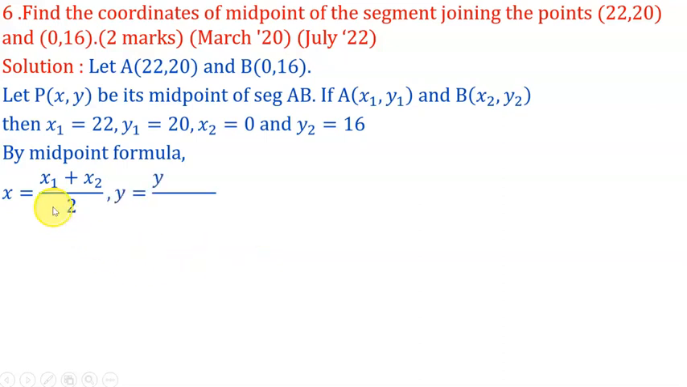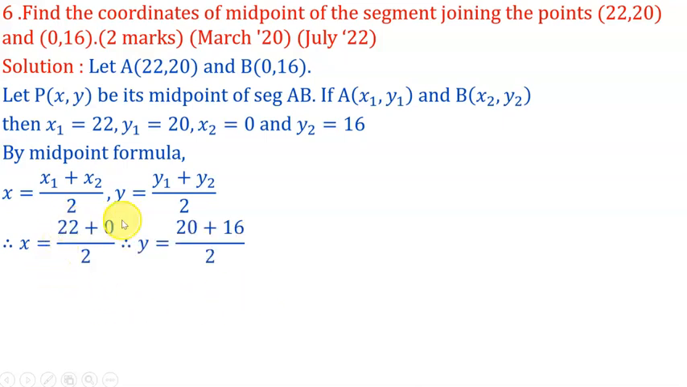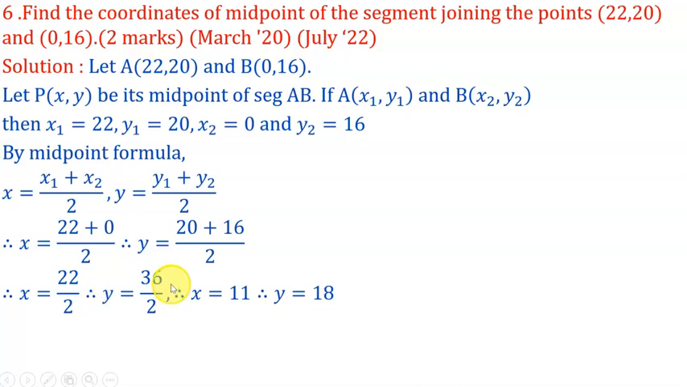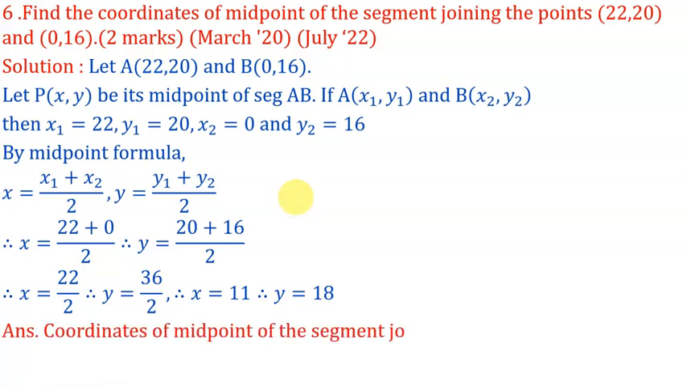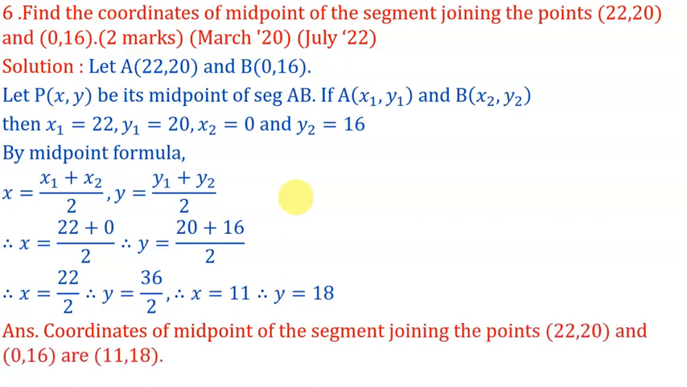By midpoint formula, x is equal to (x1 plus x2) upon 2, y is equal to (y1 plus y2) upon 2. x is equal to (22 plus 0) upon 2, y is equal to (20 plus 16) upon 2, and finally you will get x is equal to 22 upon 2, y is equal to 36 upon 2, therefore x is equal to 11 and y is equal to 18. Therefore the coordinates of midpoint of the segment joining the points (22, 20) and (0, 16) are (11, 18).